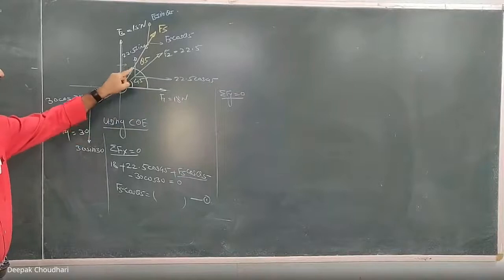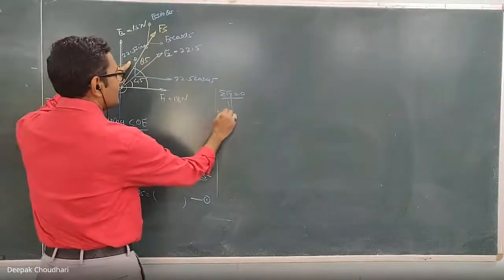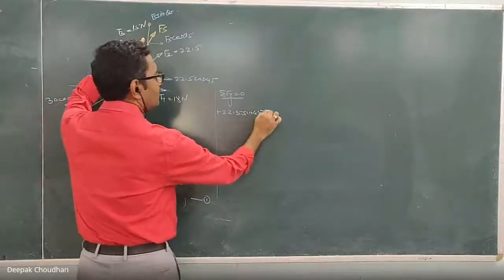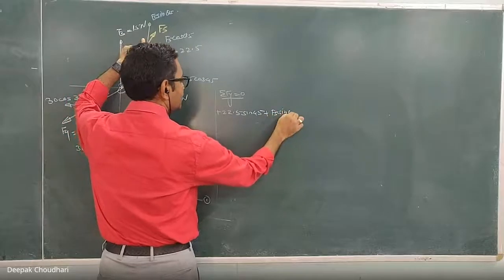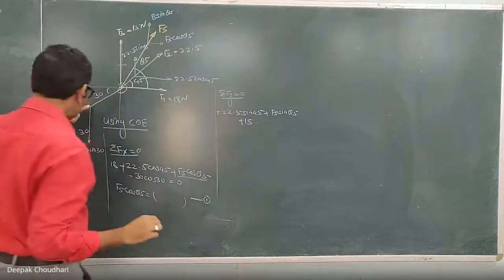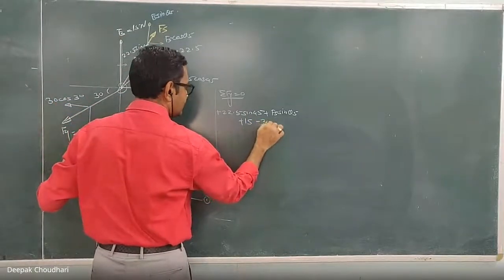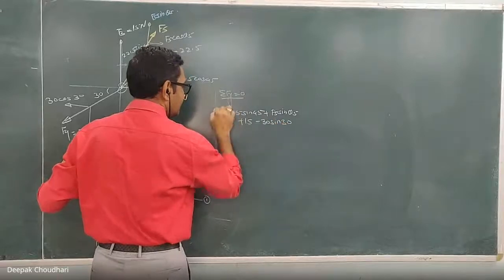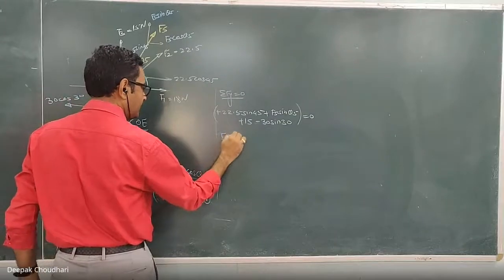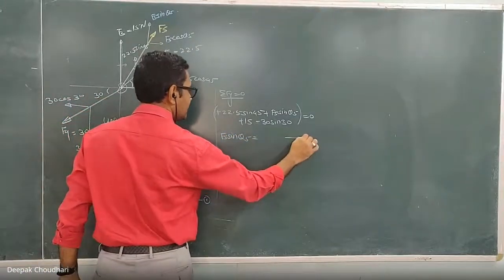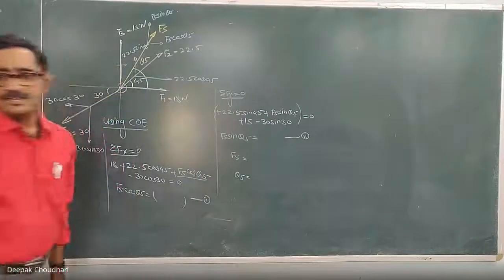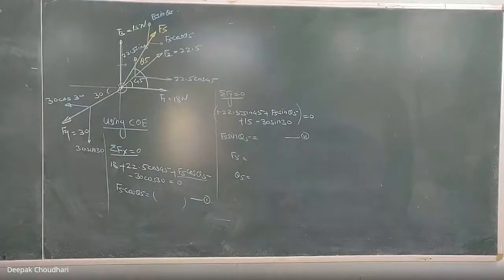Its vertical component is 0. This vertical component is upward, so positive, plus 22.5 sine 45. Y component of this F5 upward, so plus F5 sine theta 5. This force itself is upward, so plus 15, and y component of this 30 kilonewton force is downward, so minus 30 sine 30. The summation of all forces should be equal to 0. From this one you will get F5 sine theta 5. So this is equation number 2. Solve 1 and 2, you will get F5 and theta 5. Tell me, how much is the F5 cos theta 5?